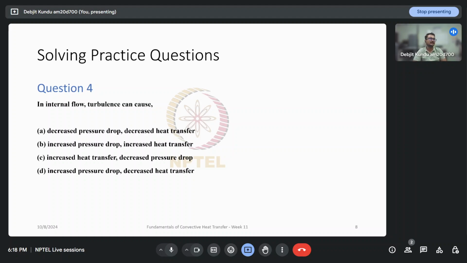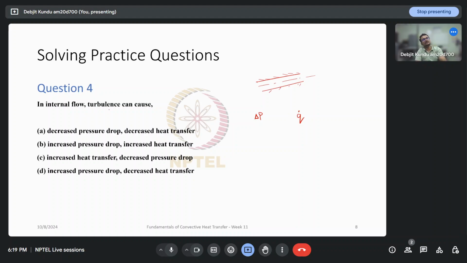Is it option A, decreased pressure drop, decreased heat transfer? So I'll just write them here. So pressure drop is P. I have internal flow, something like flow in a pipe. So there's delta P and there's heat transfer. So that's Q dot. This is total heat transfer, not just per unit surface area. Anyway, and this is also total pressure drop, not just pressure gradient.